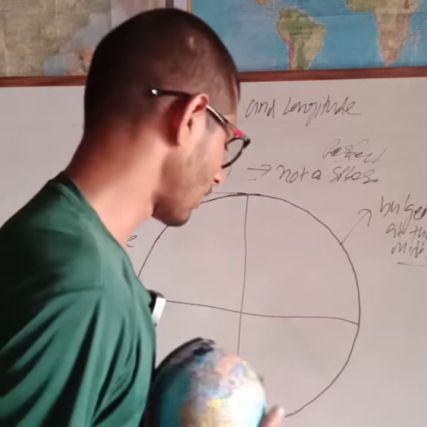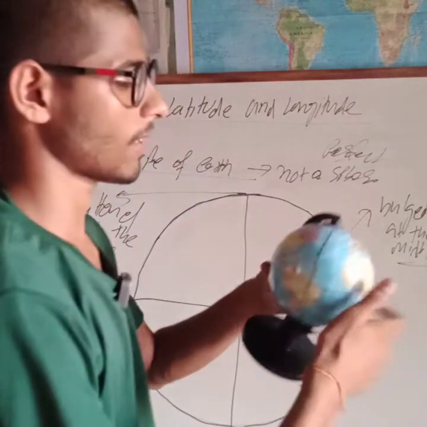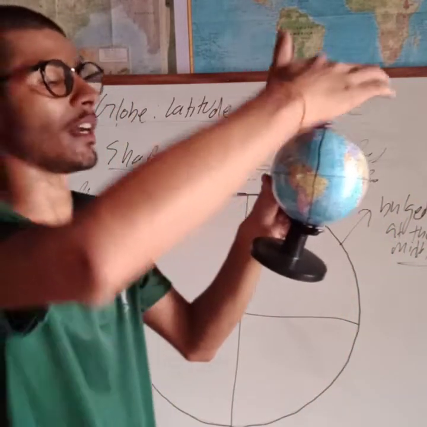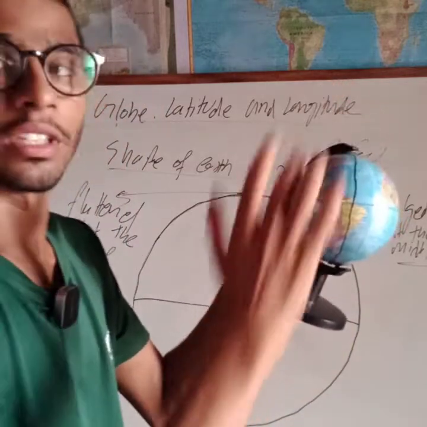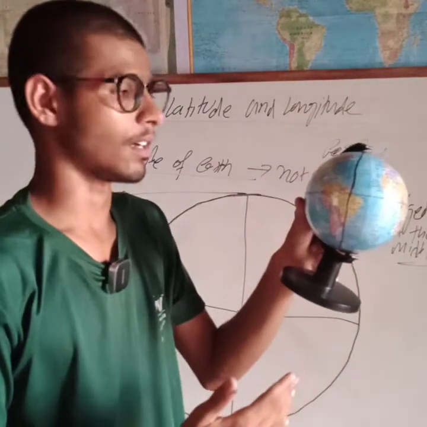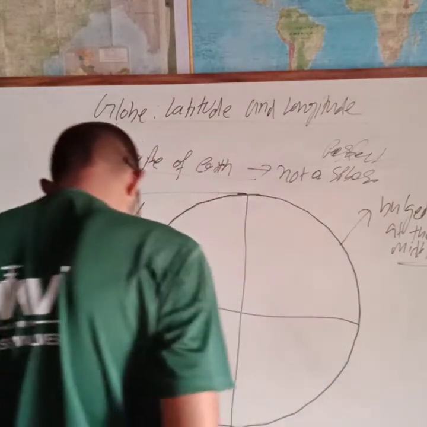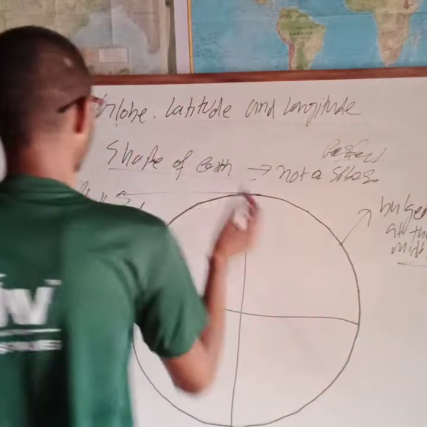So you can write it. What is the axis? Look, the line that passes through both the poles and the middle of the earth. This is what we call the axis. Fine. So you can write it: axis. What is the axis? The needle.